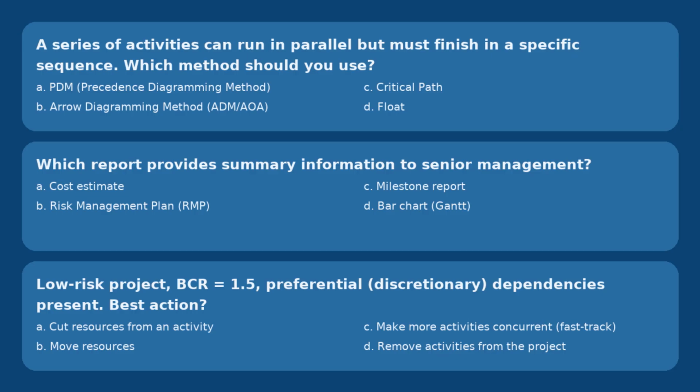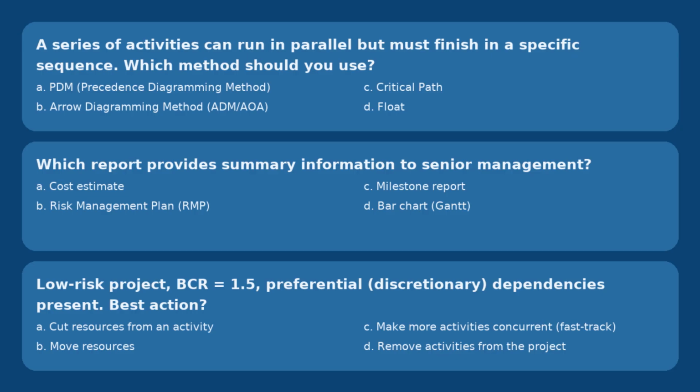Let's look at the other options which are not the right answer. ADM or AOA, which is the arrow diagramming method, is older and clunky for overlaps. Critical path is an analysis result, it is not a modeling method. Float is a schedule attribute, it is not a sequencing technique. We need to model the overlap, then enforce the finish sequence. Your tool will enforce it. Moving on to the next question.